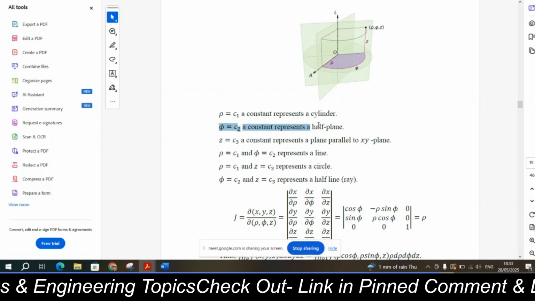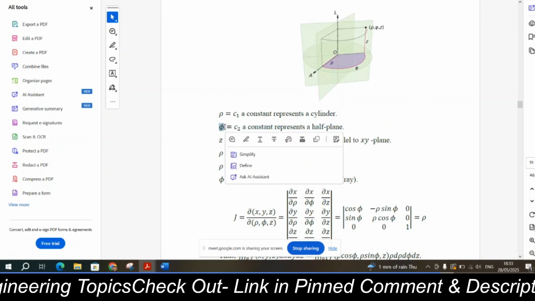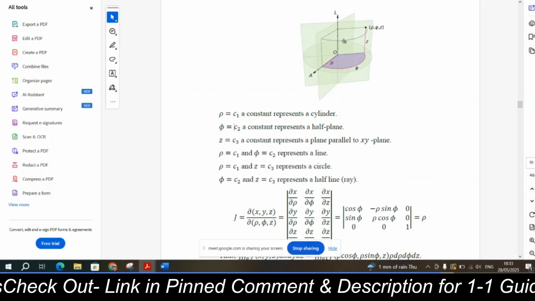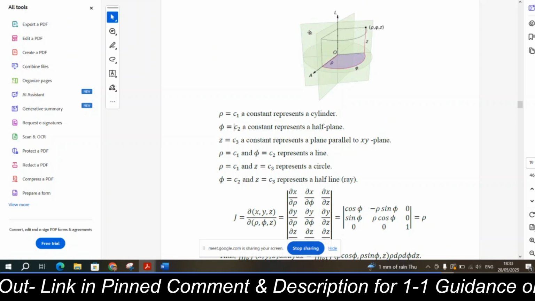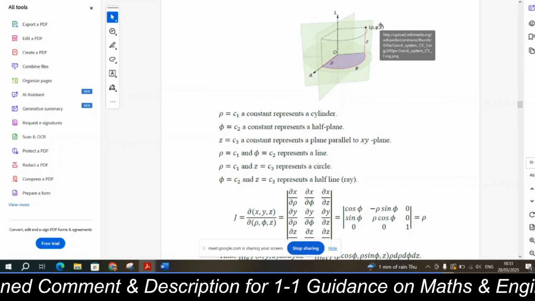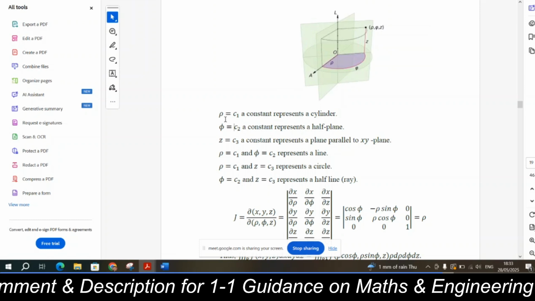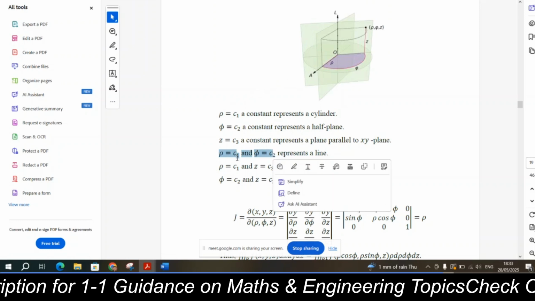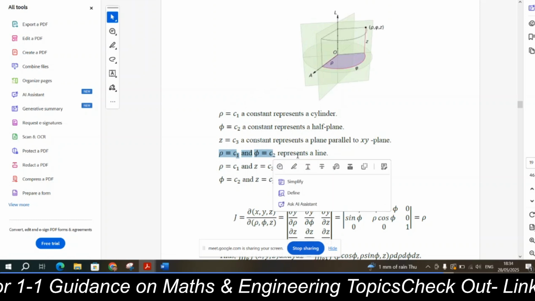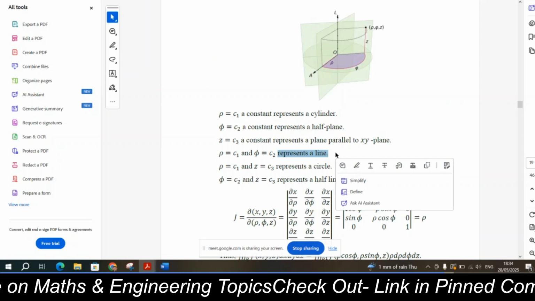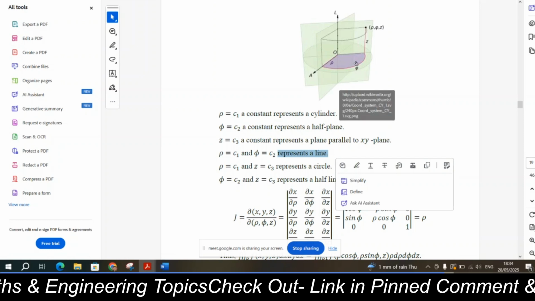A half plane, this is simple. Z is equal to c3, which means you have a plane parallel to the xy plane, which gives you a constant height z. Phi is equal to constant. Phi is actually an angle, and if your angle phi is constant, it means you are going to get a plane at that angle, irrespective of where your z is, irrespective of what your r is.